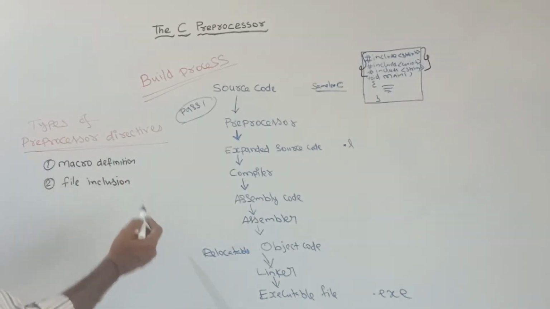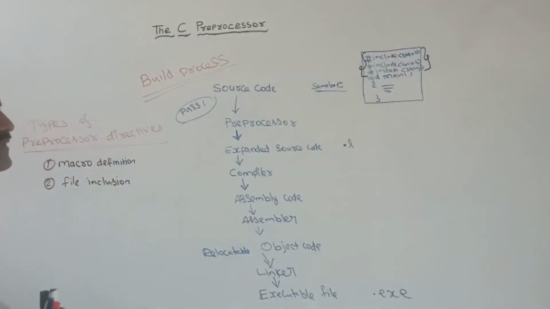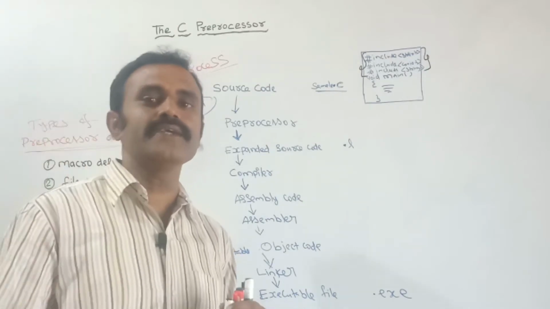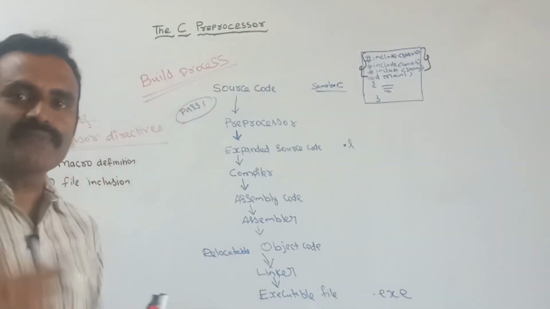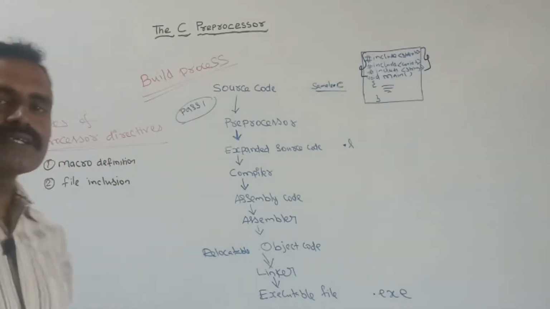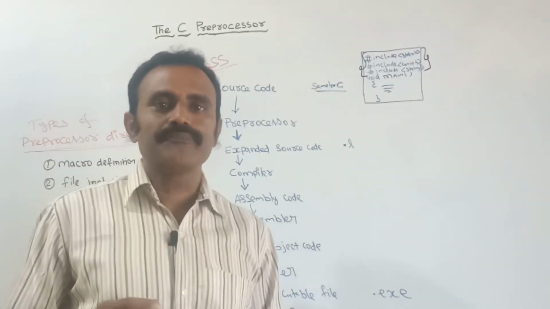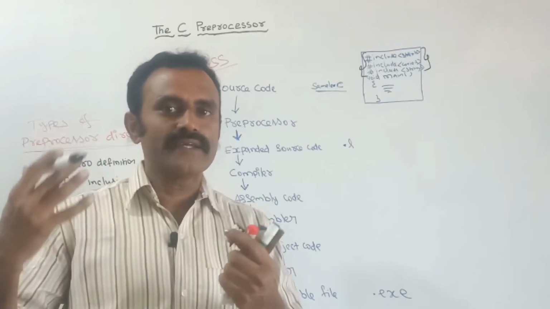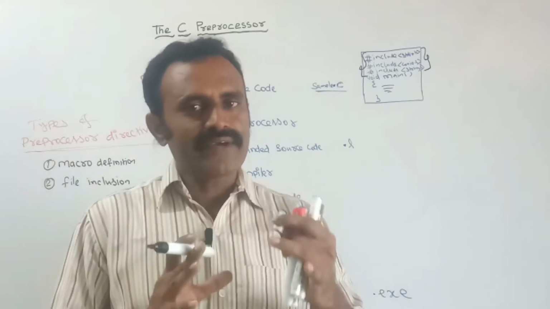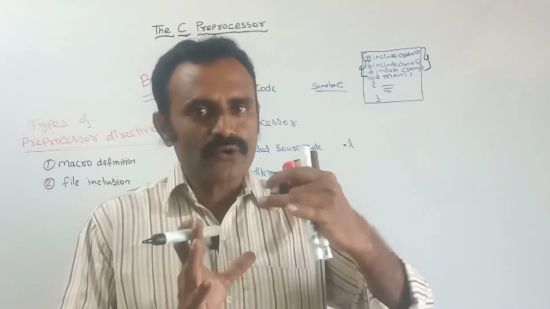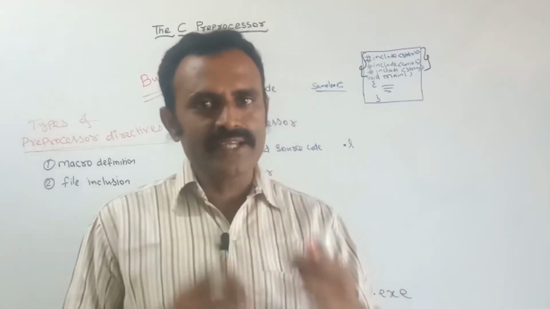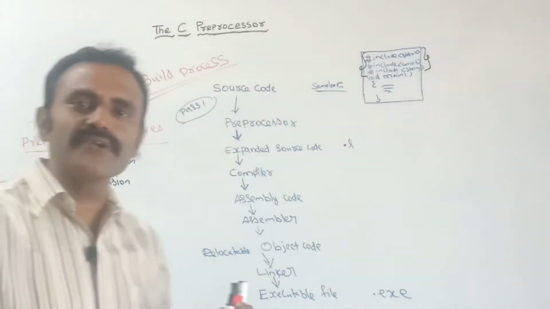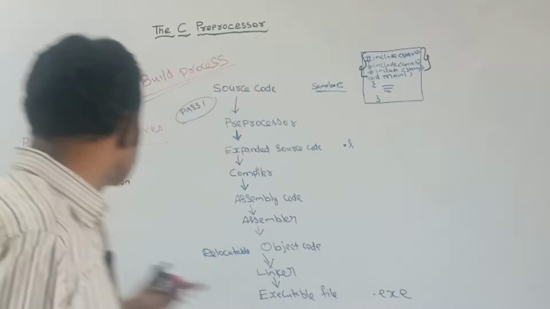File inclusion we already know, this #include stdio. There are two types. We can include the standard library files, that is predefined header files, into our source code. And the second type is we can create our own file, that is a user defined file, and include that user defined file into our source code. We can create a file and store it in our local directory. When we need that file, we can include it by using file inclusion. So this is one type.